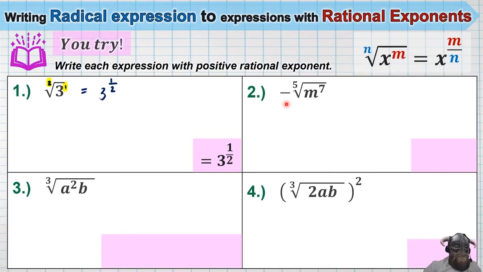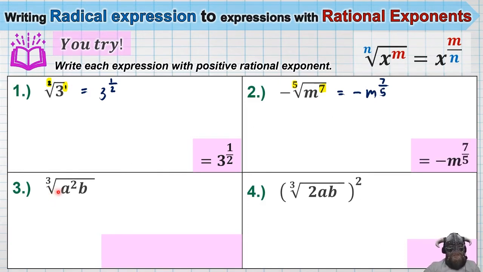Okay, let's proceed to number 2. We have the given negative fifth root of m raised to 7. In this case, yung negative na yan, ilalagay lang din natin sa sagot. So, copy m. And then, ang numerator ng ating rational exponent will be 7. And then the denominator will be the index, which is 5. So our final answer is negative m raised to 7 over 5. Okay, so tama tayo.